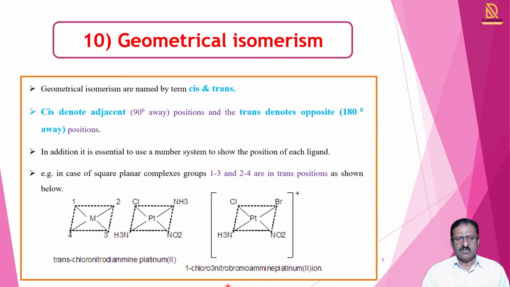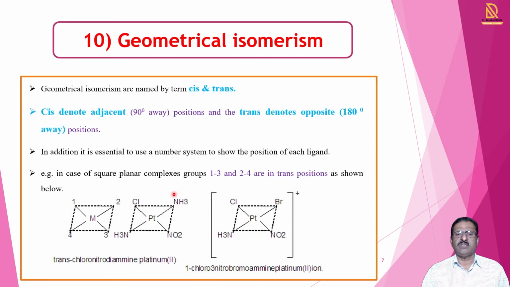In addition, it is sometimes essential to use a number system to show the position of each ligand. In some cases all four ligands are different, or three ligands are different. In those cases we do not show the cis and trans phenomenon. Instead we can use positions, meaning which ligands are attached at position number 1, 2, 3 or any other, and accordingly we write the position before the name of that ligand. So this system is also used.